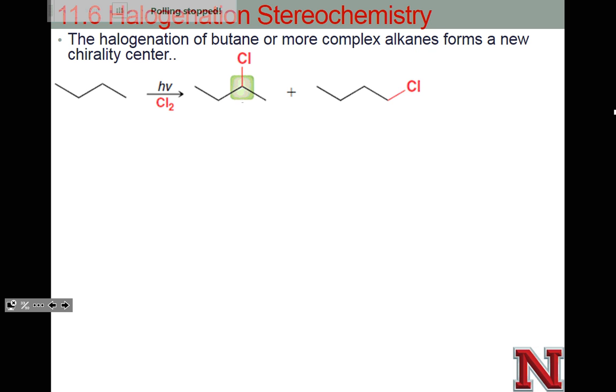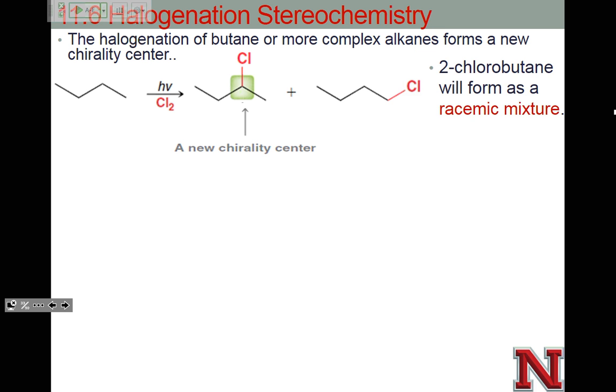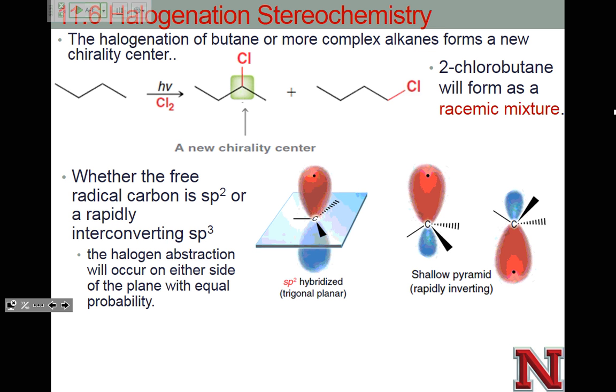If we form a stereocenter in our halogenation, notice we know stereocenters. This is not a stereocenter, but we do form the stereocenter. The question is, what stereochemistry will we get? And the answer is we're going to get a racemic mixture. Just like our carbocation, we can consider our radical to be trigonal planar or in fast interconversion. Either way, whichever side we abstract the hydrogen from, that's the side we're going to get our chlorination. And there's no reason for one face or the other to react more.